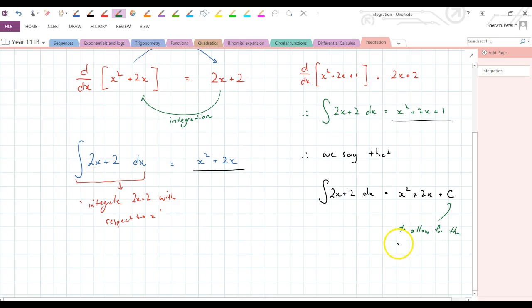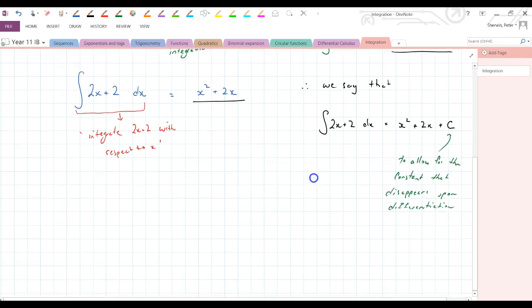This is to allow for the constant that disappears upon differentiation. We don't have any evidence of it, so we need to allow for it. Now that c could be 0, and most often, if we're just integrating, we just allow for the c. When we start to do some evaluating, we will find a value for it, and we'll be able to proceed with the problem.